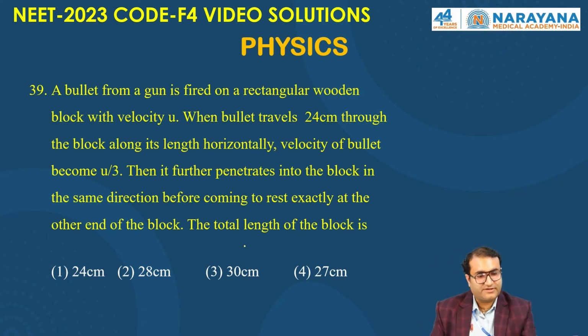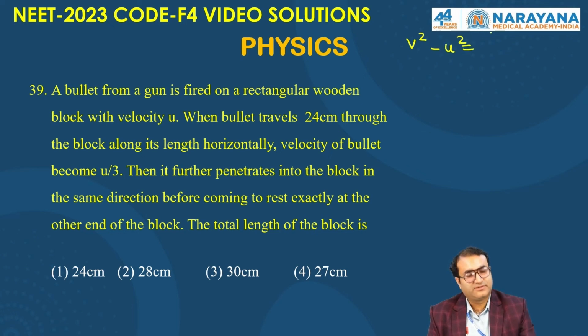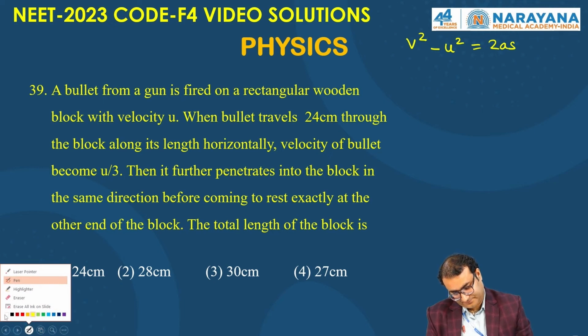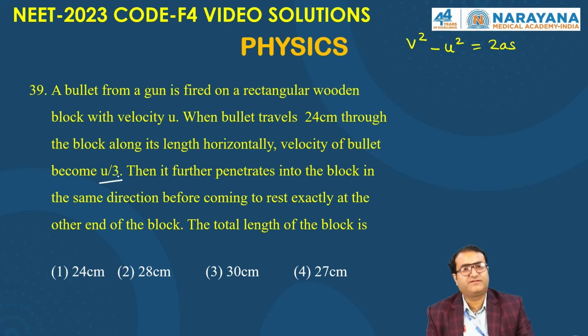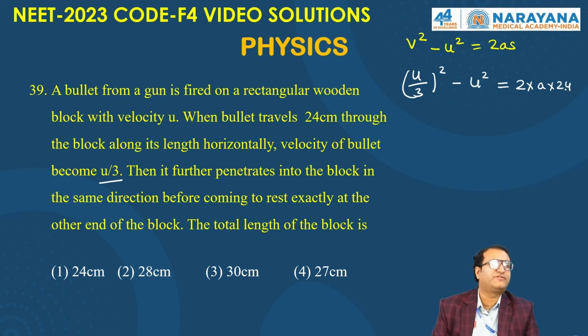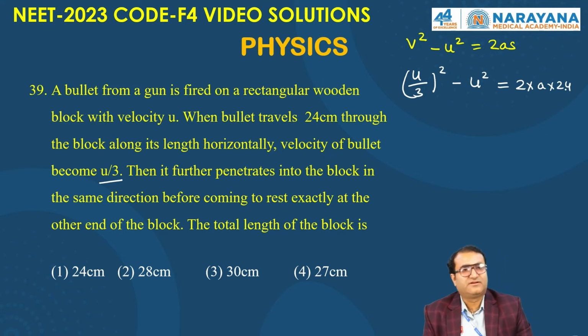We will go with the third equation of motion here. V square minus u square is equal to 2as. Finally, its speed is becoming u by 3. So I write it like u by 3 whole square minus u square. This is equal to 2 into a into 24 centimeter. I'm assuming it in centimeter. I'm not converting units. Let us take CGS unit system. It's better. It will save our time from the calculation.